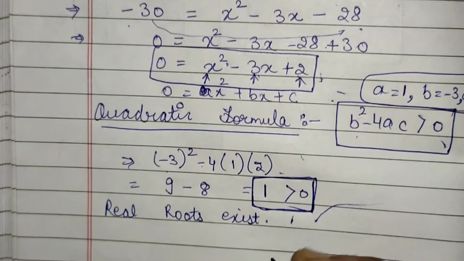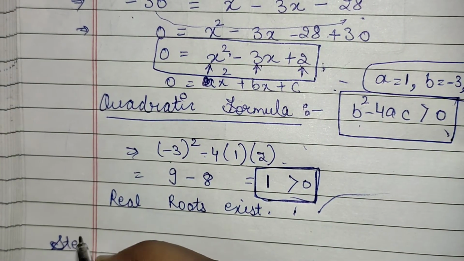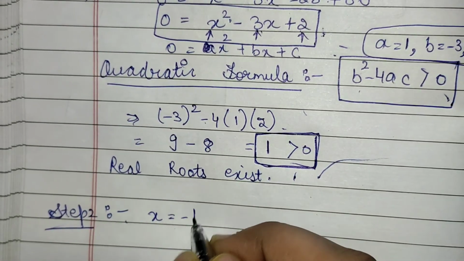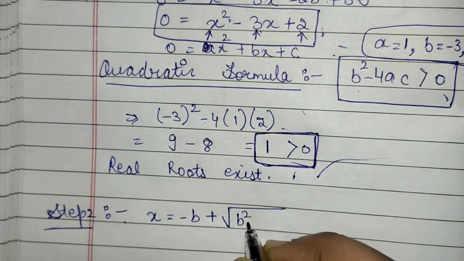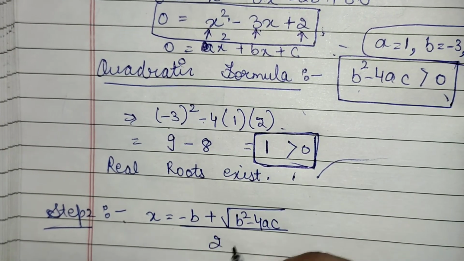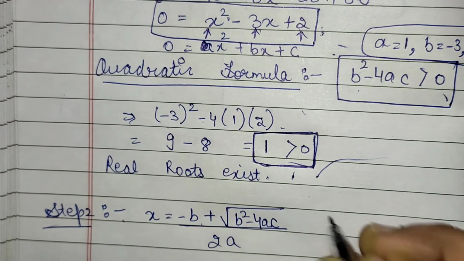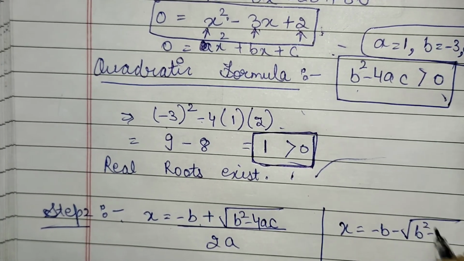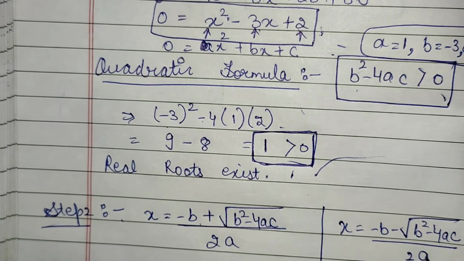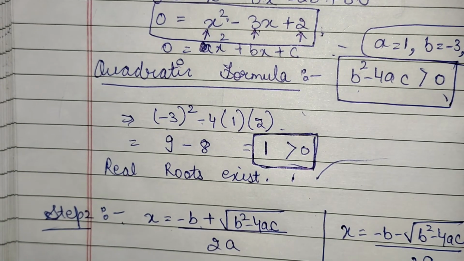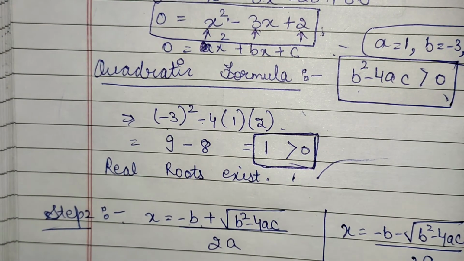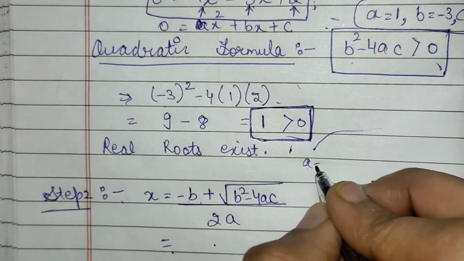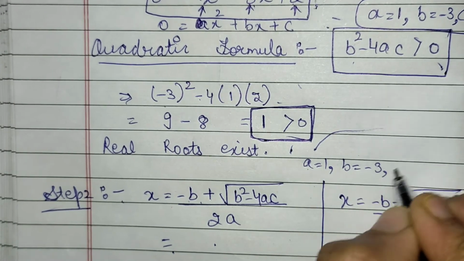Okay, so moving to step number 2 of the quadratic equation. So what is my step number 2? Step number 2 is that I have to use the quadratic formula, of which there are two formulas: minus b plus under root of b square minus 4ac, by 2a, and the second one is minus b minus under root of b square minus 4ac, by 2a. Okay, so you know all the values a, b and c, so simply put the values and you will get the result. Okay, so what are a, b, c? A is 1, b is minus 3 and c is what? C is 2.